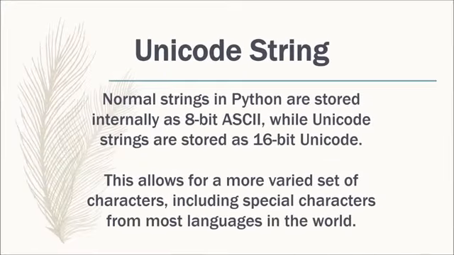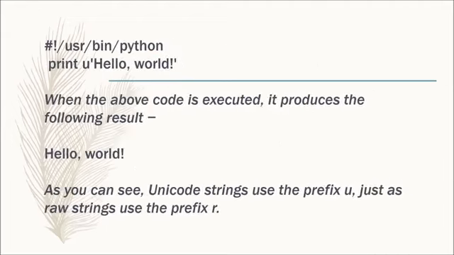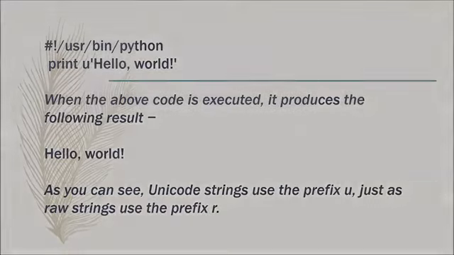Next is the Unicode string. Normal strings in Python are stored internally as 8-bit ASCII, while Unicode strings are stored as 16-bit Unicode. This allows for a more varied set of characters, including special characters from most languages in the world. Here is an example for the Unicode string. As you can see, Unicode strings use the prefix u just as raw strings use the prefix r.